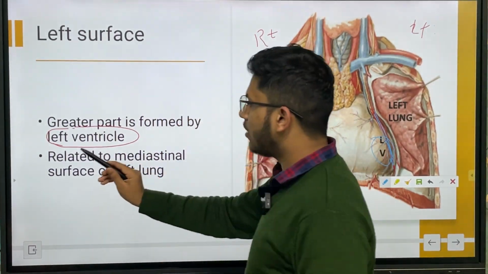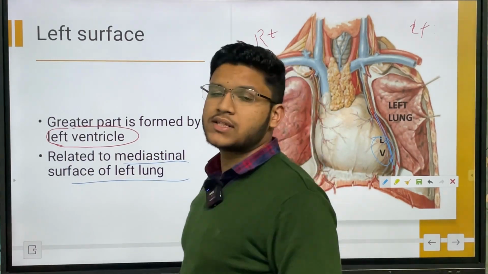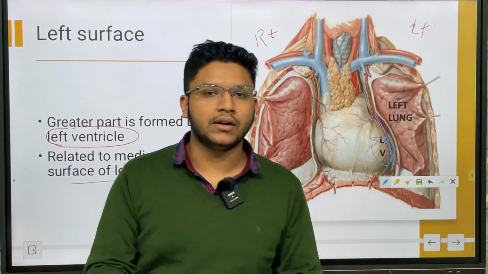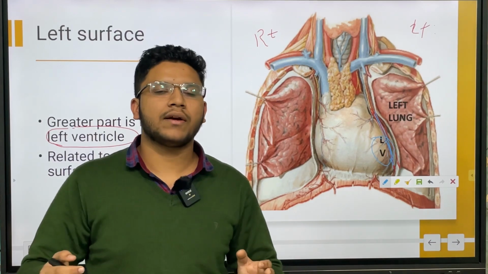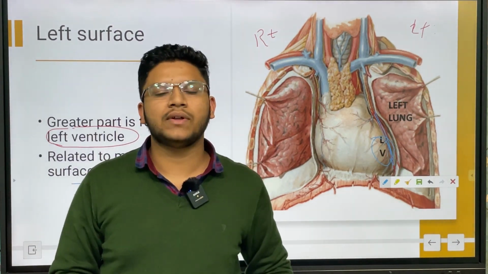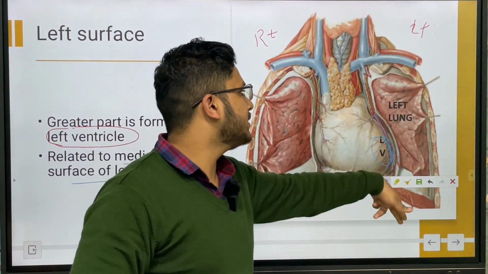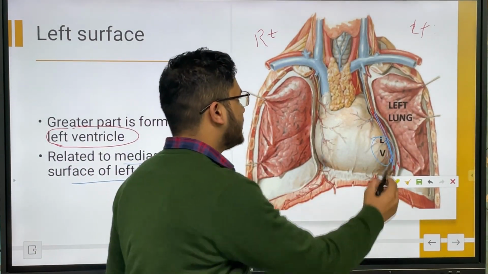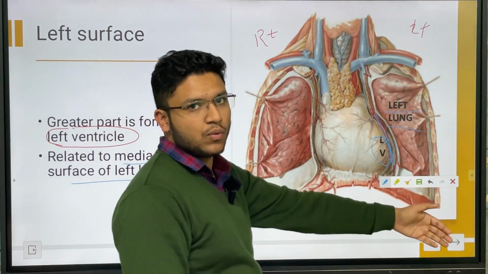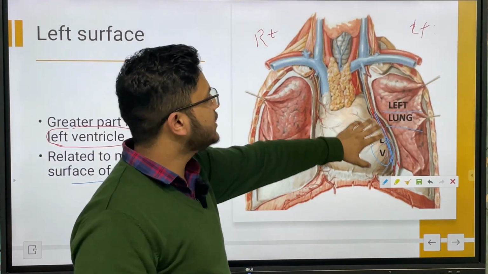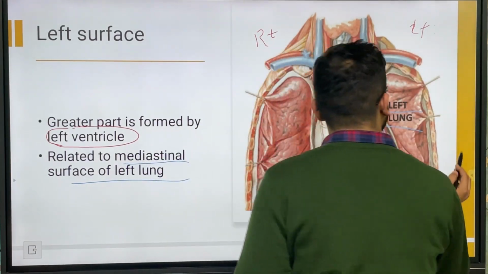The next thing is it is related to the mediastinal surface of the left lung. What is the mediastinal surface of any lung? The surface which is facing towards the mediastinum or towards the heart, it is known as mediastinal surface of that lung. So left surface is related to the mediastinal surface of your left lung. Is it clear? Okay. This is the left lung, it is the mediastinal surface which is towards the mediastinum. So it is related with the left surface of your heart.